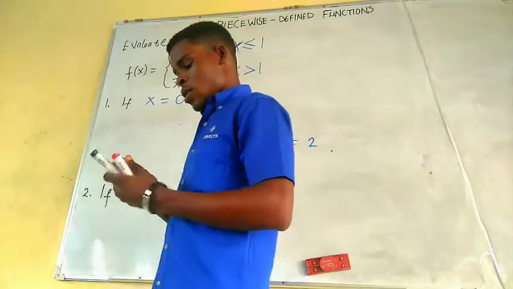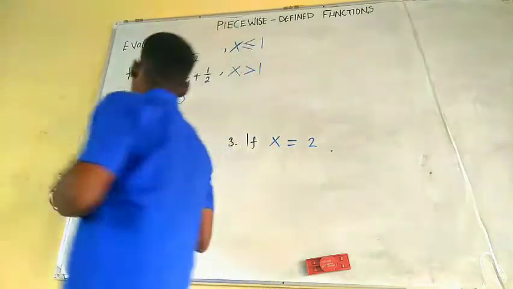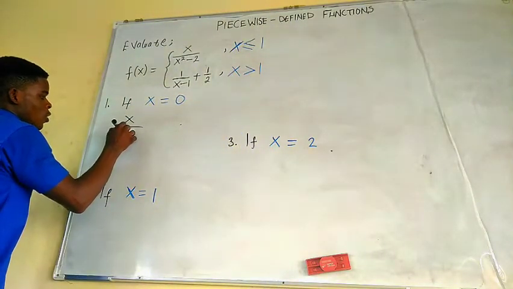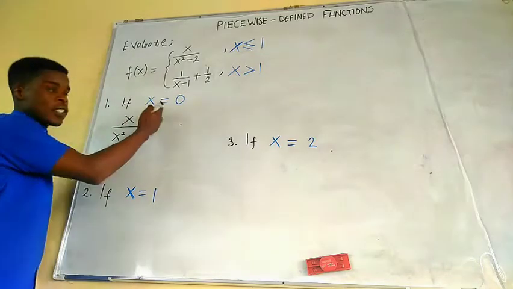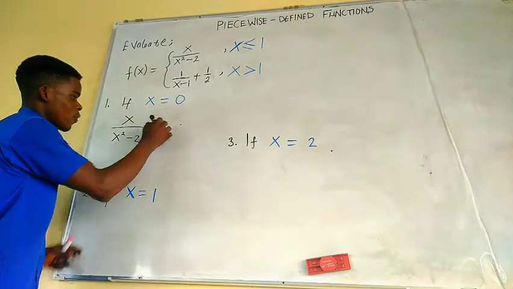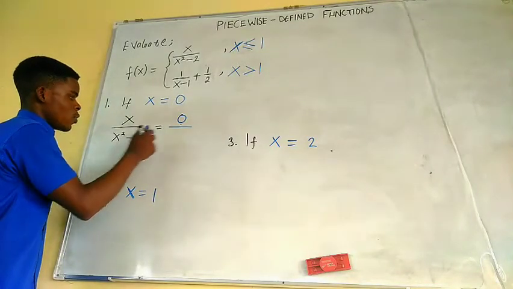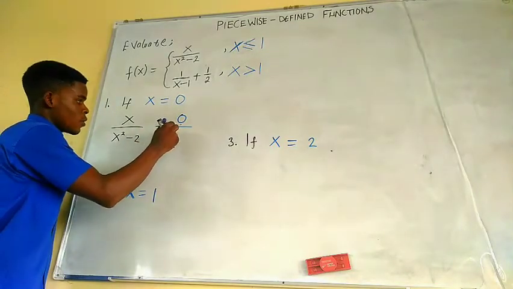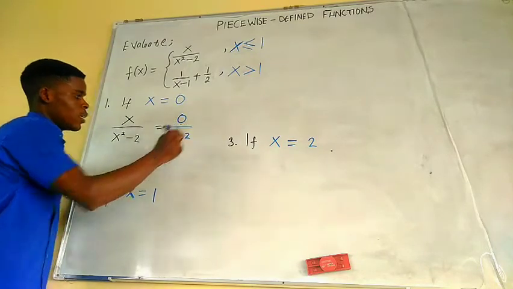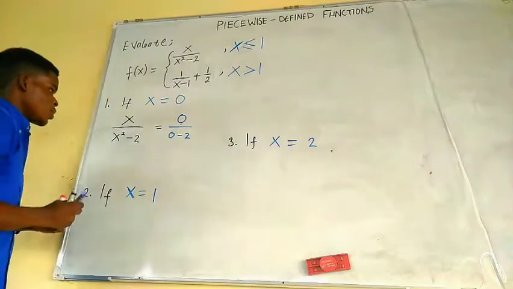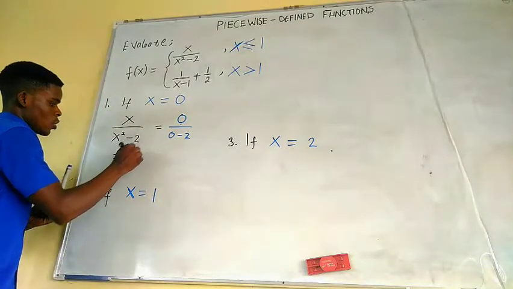We have it to be x over x squared minus 2. So when x is equal to 0, we're going to have 0 divided by 0 squared, that is 0, minus 2. Since the denominator is not 0 and the numerator is 0, the result is equal to 0.